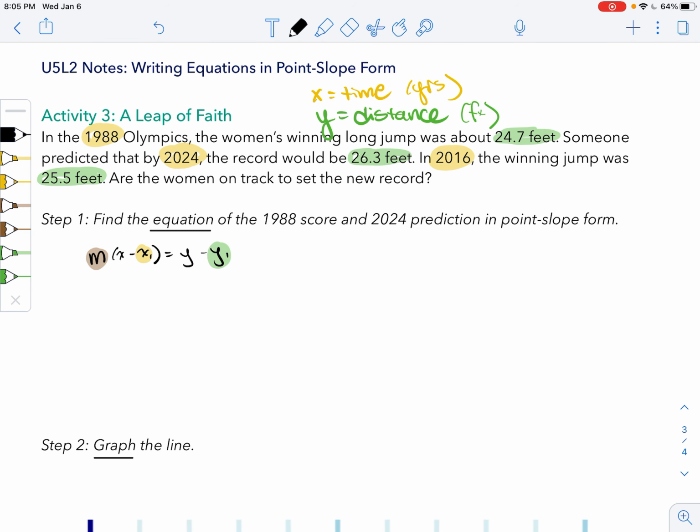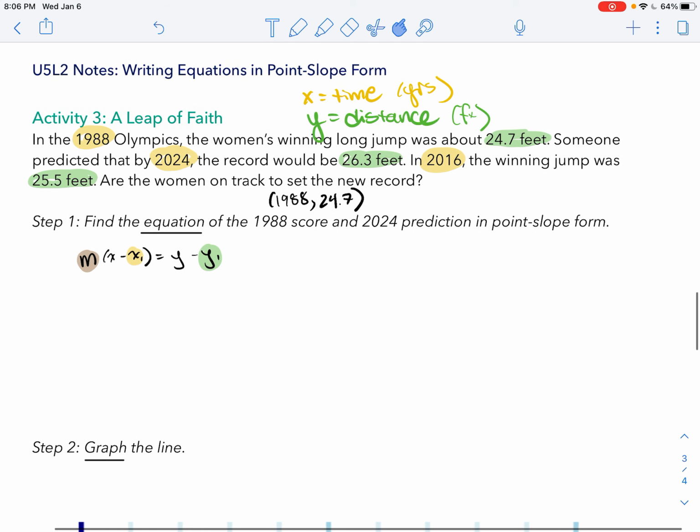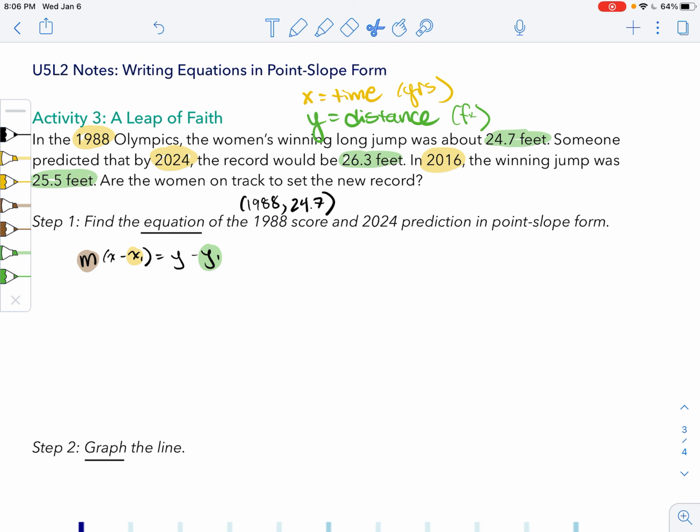So in 1988, that's our x. We have 1988, and then the distance jumped that year was 24.7. So that's 1 point. Man, guys, that's a good point. Haha. Okay. Well, here's a counterpoint. In 2024, the world record would be 26.3 feet. So our x is 2024, and we have 26.3 feet. Okay, nice. So we have 2 points, and now we just need to figure out what our equation is.